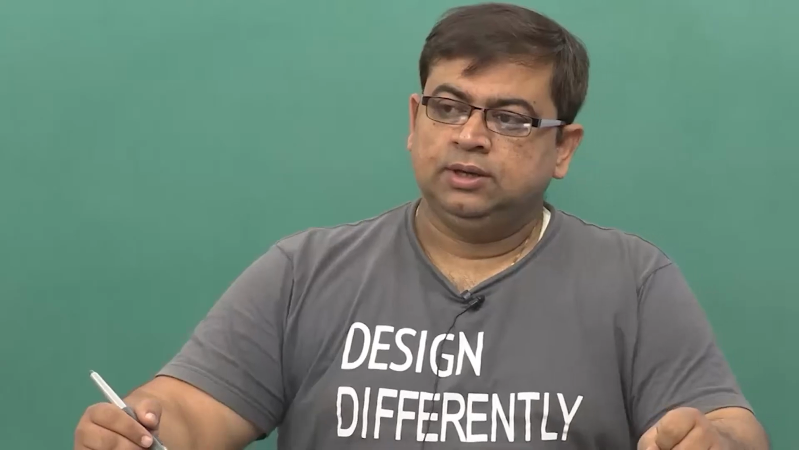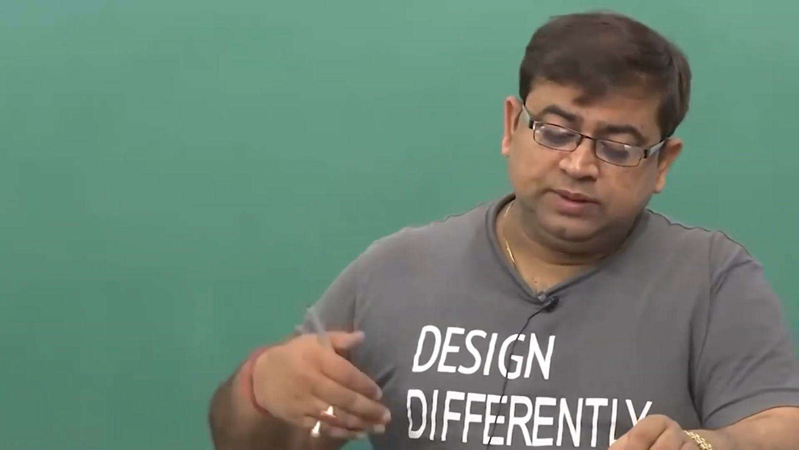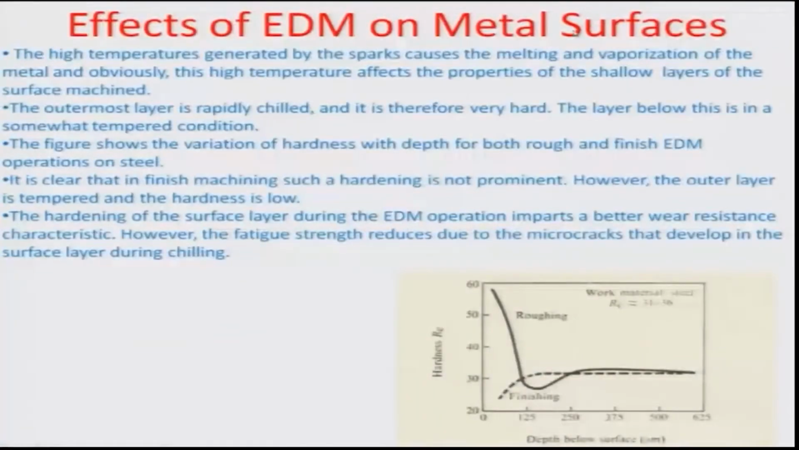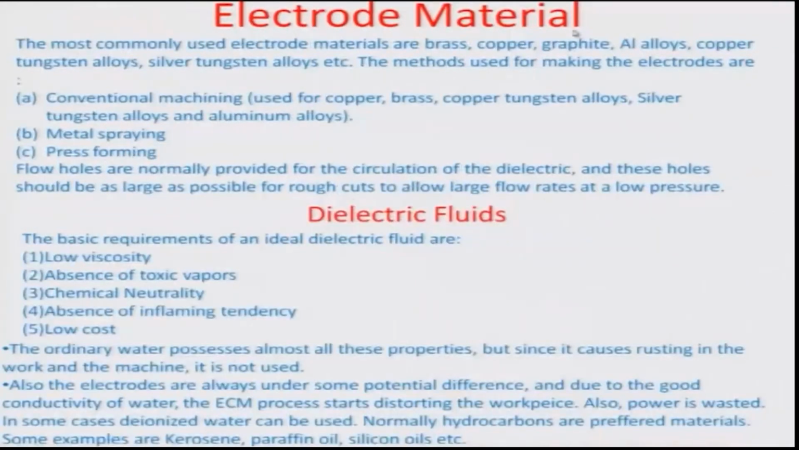We were talking about the tool electrode material selection and also the dielectric material in an EDM process. So, the first thing which needs to be ascertained is what kind of electrode materials are to be chosen for a successful EDM metal machining to happen. The most commonly used electrode materials are brass, copper, graphite, aluminum alloys, copper tungsten alloys, silver tungsten alloys, etc.